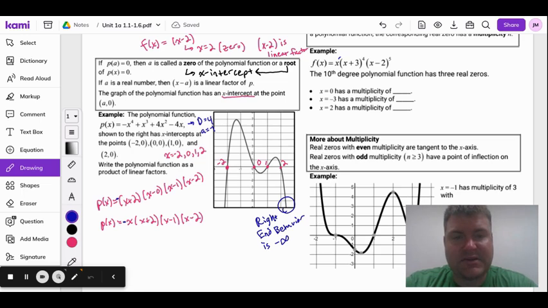And how do I know that? Again, I'm just going to set each of these linear factors equal to 0. That's how I get these numbers right here. Now, multiplicity is going to be the degree that's on it. So what's the degree that's on just the x? Just a 1. So this has multiplicity of 1.